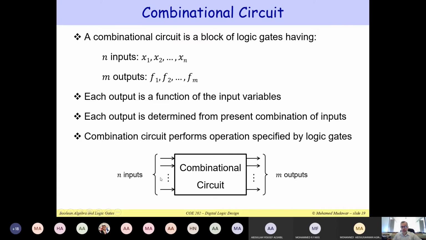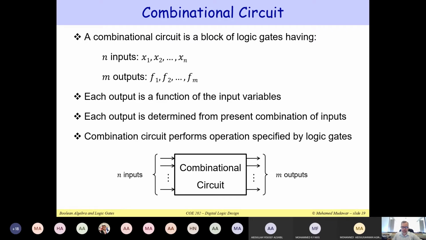Each output is a function of the input variables. It could be a function of all the input variables or some of them. And each output is determined from the present combination of inputs, and this is why it's called a combinational circuit. The combinational circuit performs operations specified by the logic gates. For example, we can design an adder that will add bits, and these bits can be the inputs, and therefore we can design the circuit using logic gates that perform this specific operation. So this is the meaning of a combinational circuit.